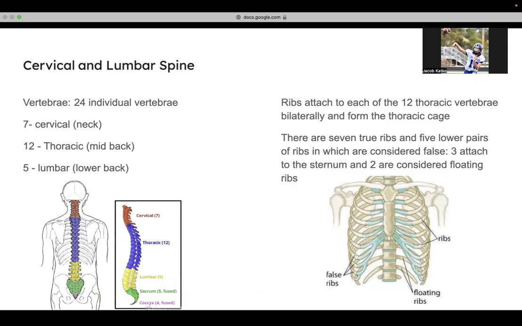And then looking at the ribs, ribs attach to each of the 12 thoracic vertebrae bilaterally and form the thoracic cage. There are seven true ribs and five lower pairs of ribs, which are considered false, three attached to the sternum, and two are considered floating ribs. As seen in the diagram below, there are the two bottom floating ribs, which aren't connected to anything, and the false ribs, the three which attach to the sternum.